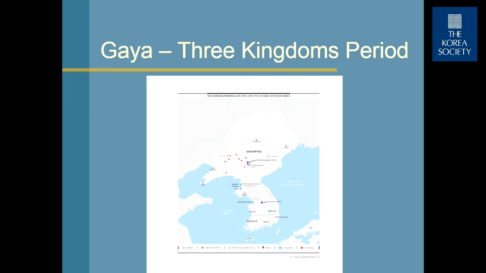It never formed a kingdom. It was a confederation. But why was it able to survive for so long? Because in that area, there's lots of iron. And they were tremendously skilled at iron production. So iron swords produced by Gaya can be found throughout the Korean peninsula and throughout southern Japan. They were very advanced in their use of iron.